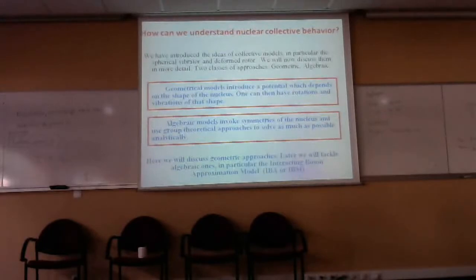Okay, so now how can we understand this? There are two basic approaches. One is geometrical models, which introduce a potential that depends on the shape of the nucleus. This is a different potential than the one we talked about yesterday for individual nucleons. That was a potential that depended on the radius of the particle from the center. This is going to be a potential that depends on the shape of the nucleus. And algebraic models, which invoke symmetries of the nucleus and use group theory and so on.